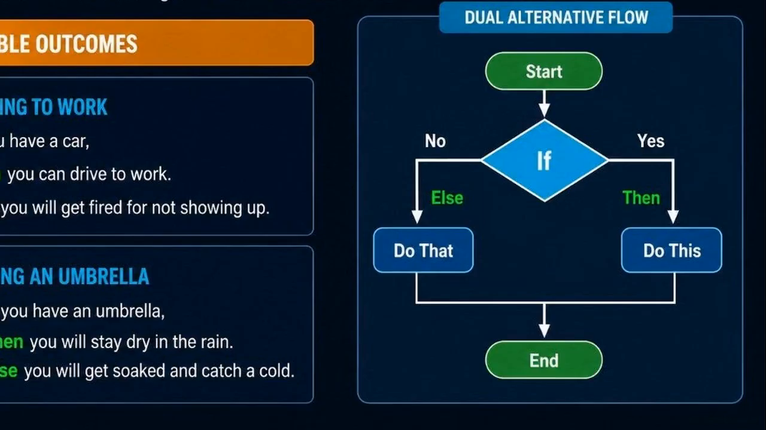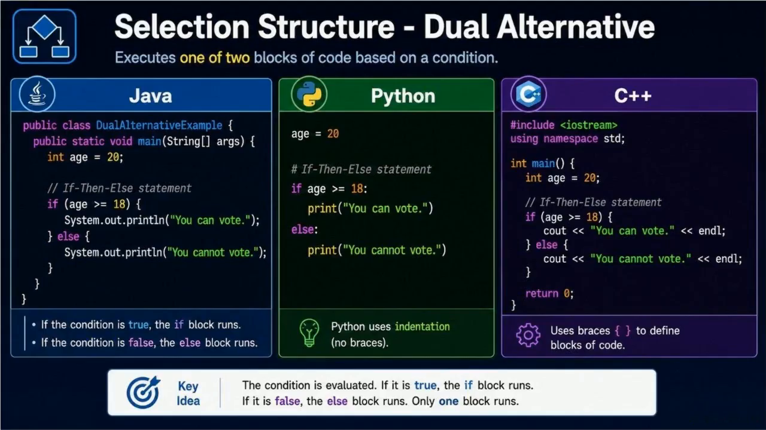When you need to guarantee one of two outcomes, you use a dual alternative, or if-then-else structure. This flowchart shows the path splitting in two. The machine must execute one of two mutually exclusive code blocks before the paths merge back together. In this voting age check, the compiler ensures only one block executes. The machine evaluates the state and picks one path.